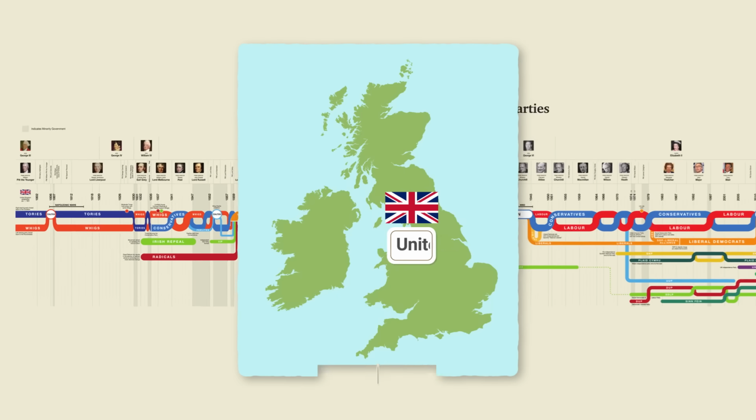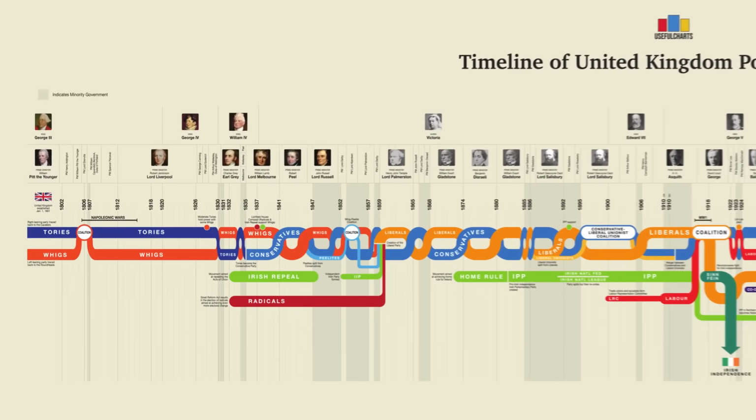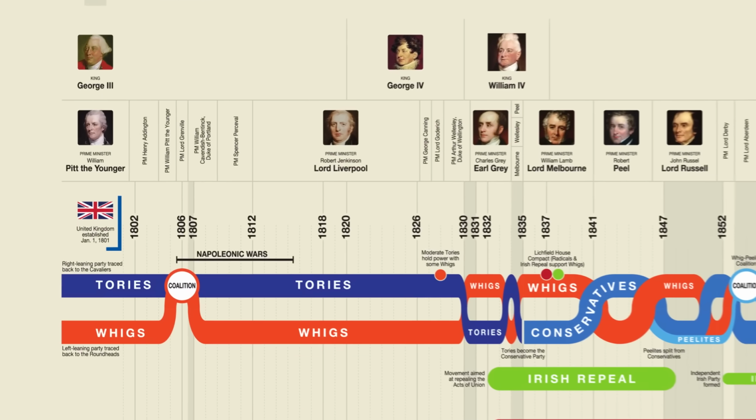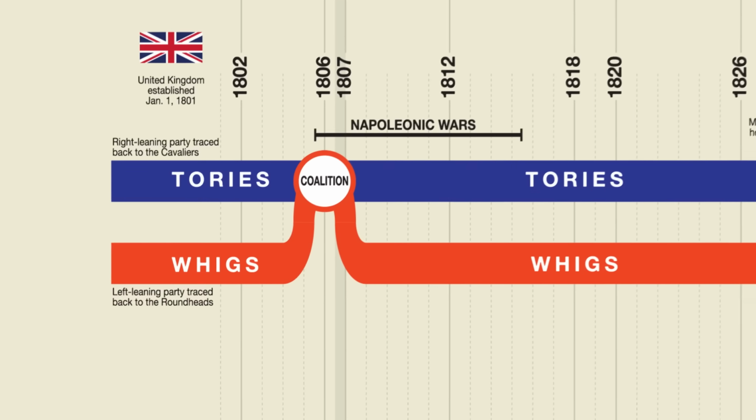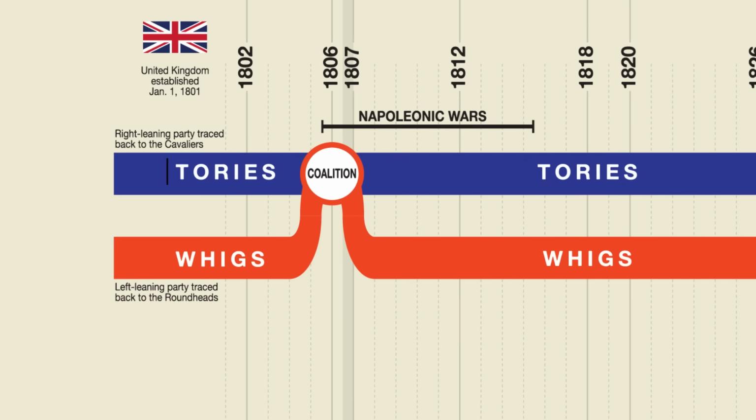So, as you can see, the chart starts with the establishment of the UK in 1801. However, because the Parliament of Great Britain simply became the Parliament of the UK with a few extra Irish seats, there were already two major political factions in place: the Tories and the Whigs. The Tories were more right-leaning and traced their origins back to the Cavaliers, whereas the Whigs were more left-leaning and traced their origins back to the Roundheads.